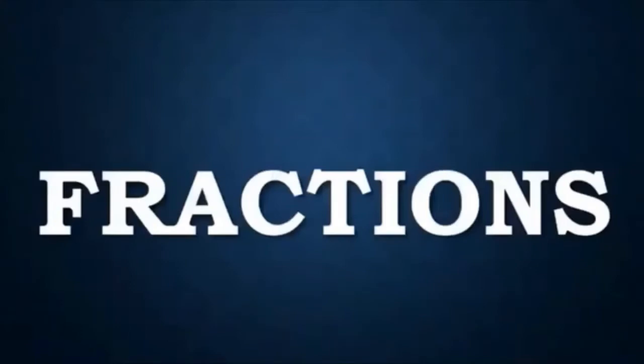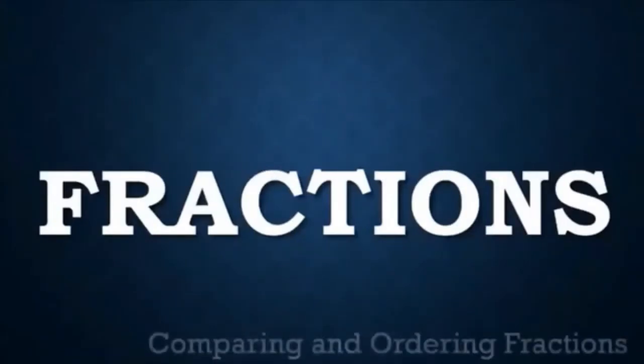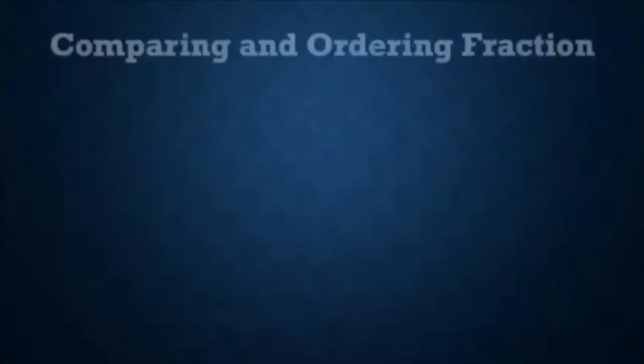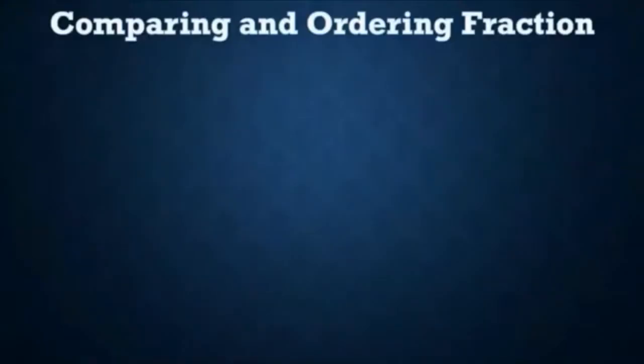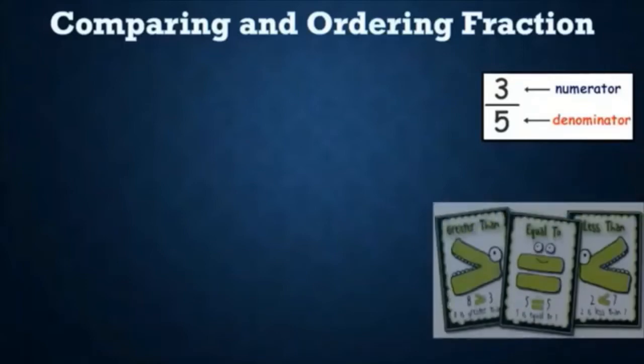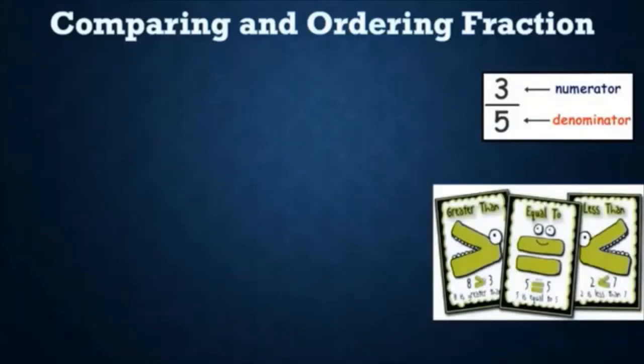The same chapter, fractions, where we're going to learn about a new subtopic, and that subtopic's name is comparing and ordering fractions. So now let us start the topic. Comparing and ordering fractions: as we already learned before, 3 is a numerator and 5 is a denominator. These are the signs we use for comparing and ordering fractions: greater than, equals to, and less than.